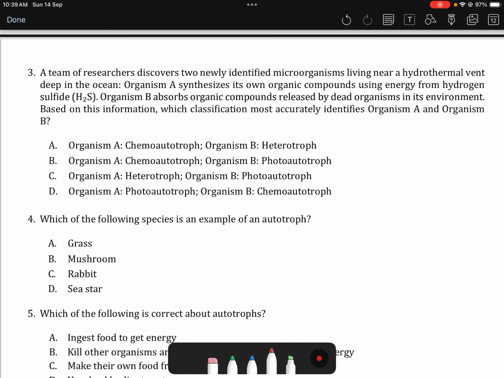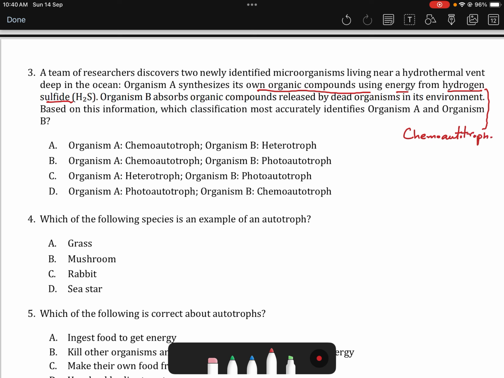Question number 3. A team of researchers discovers two newly identified microorganisms living near a hydrothermal vent deep in the ocean. Organism A synthesizes its own organic compounds using energy from hydrogen sulfide. So of course the one using hydrogen sulfide is a chemoautotroph.